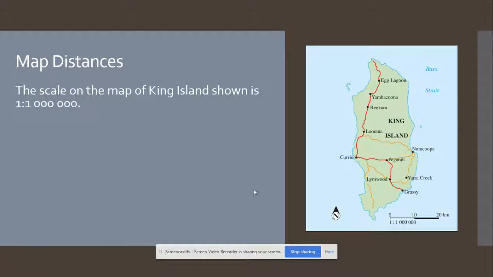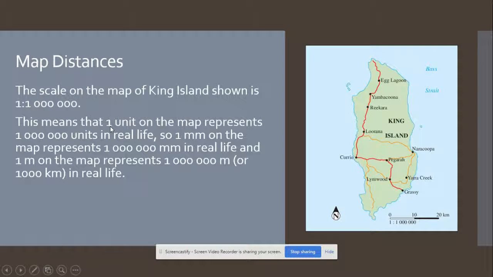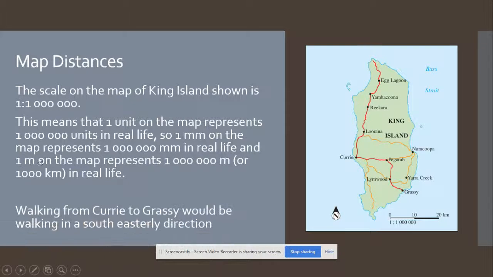The scale of the map of King Island here is 1 is to 1 million. This means that 1 unit on the map represents 1 million units in real life. So 1 millimeter on the map represents a million millimeters in real life. And 1 meter on the map represents 1 million meters, or 1,000 kilometers in real life.